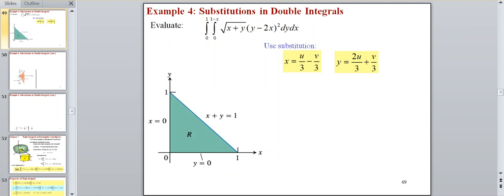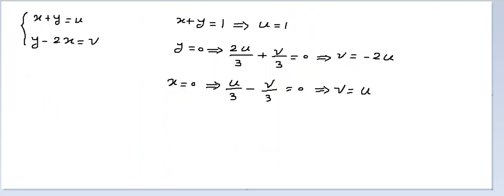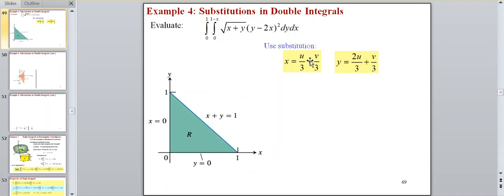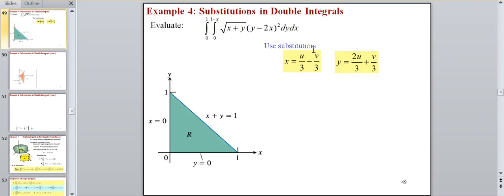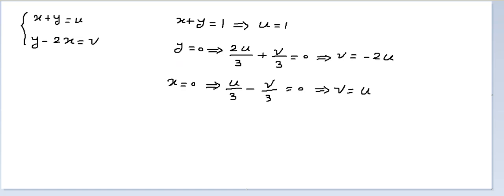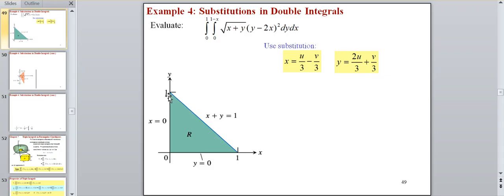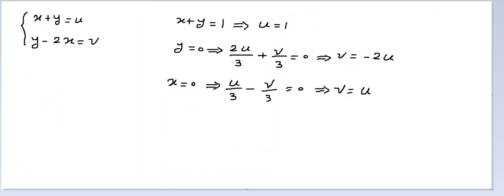Now look at this page I have prepared for you. If you use this substitution, you can calculate that x plus y equals u, and y minus 2x equals v. You can see it here using these two equations. Now we said that the region R is bounded by these three lines: x plus y equals 1, x equals 0, y equals 0.